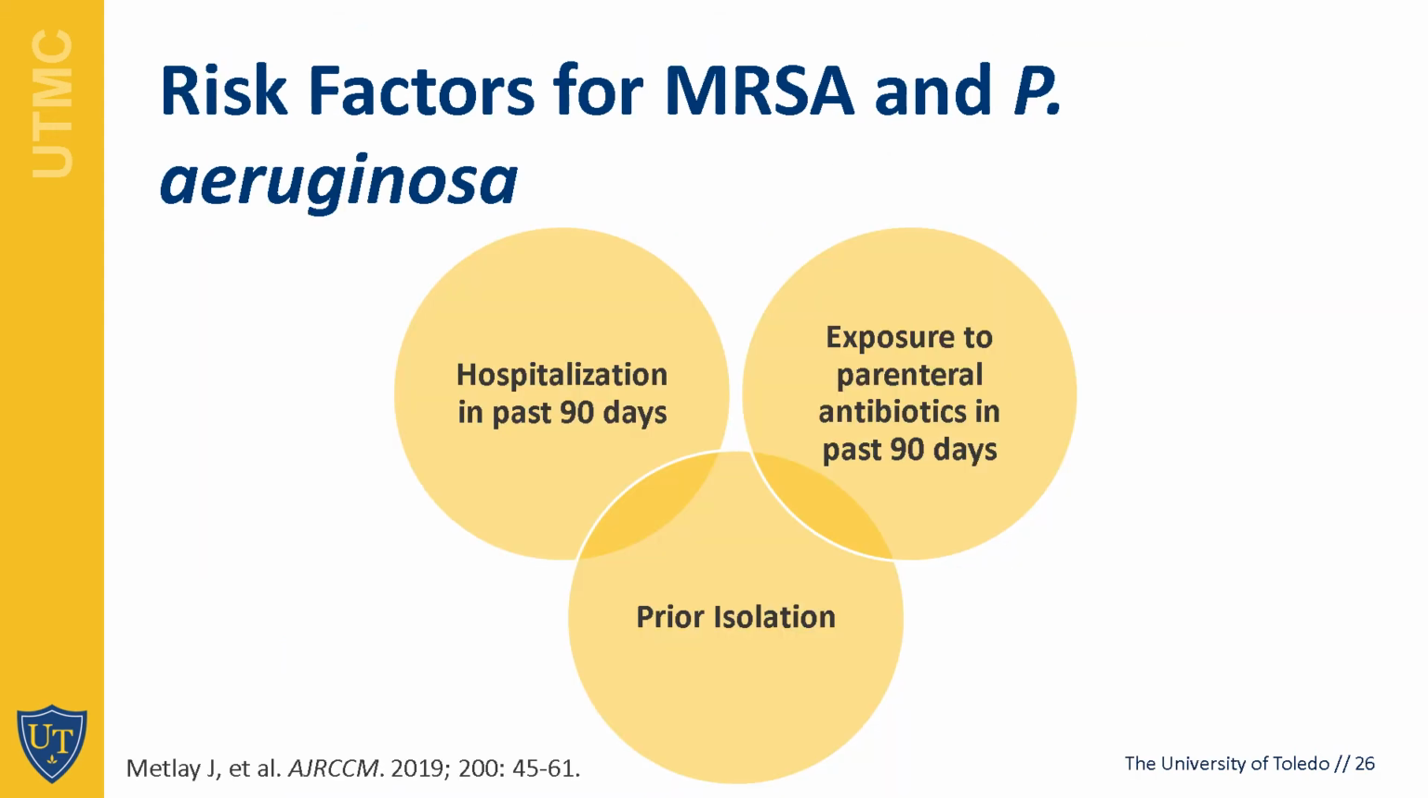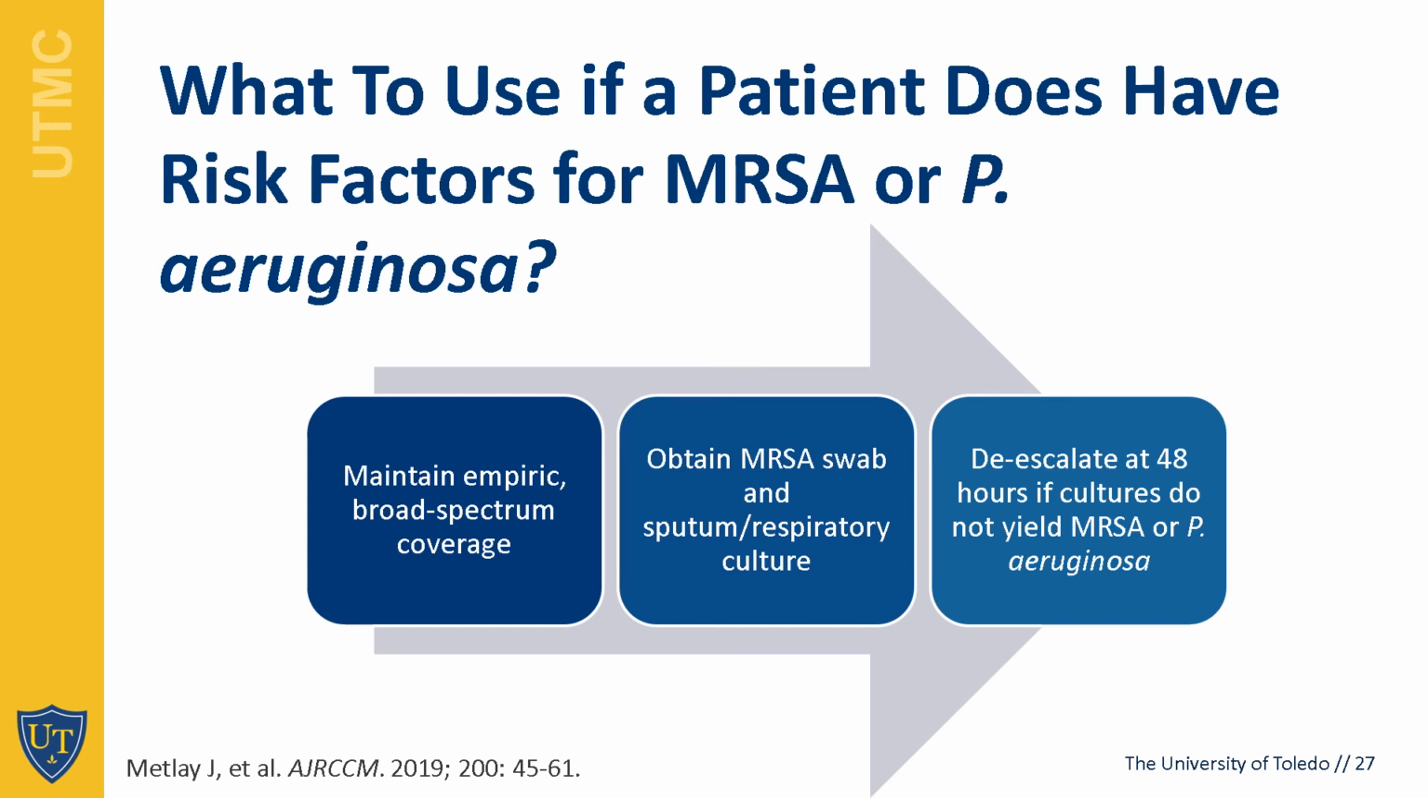For risk factors for MRSA and Pseudomonas, so when we need to consider broad antibiotics, in the past 90 days, if they've been hospitalized, had exposure to parenteral antibiotics, or if we've had prior isolation of either MRSA or Pseudomonas. If a patient does have these risk factors, we're going to maintain empiric broad spectrum coverage, obtain an MRSA swab and sputum culture, and then we can go ahead and de-escalate from broad antibiotics if we don't yield either of these pathogens within 48 hours.